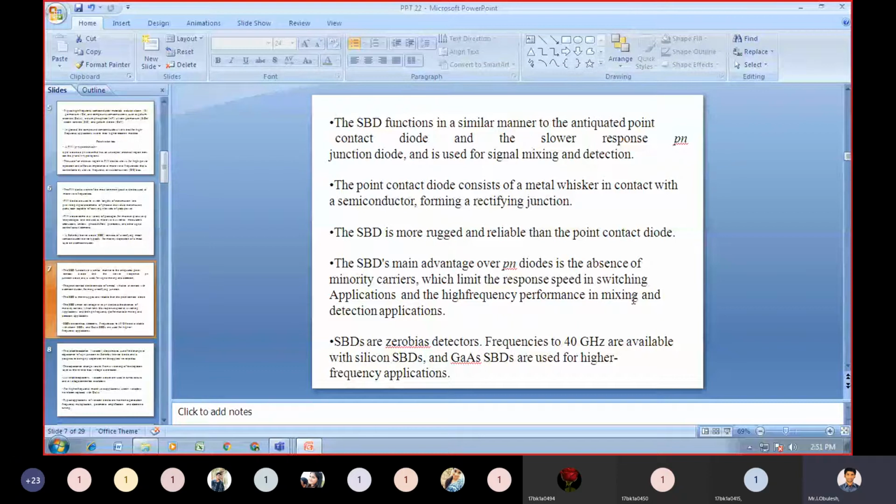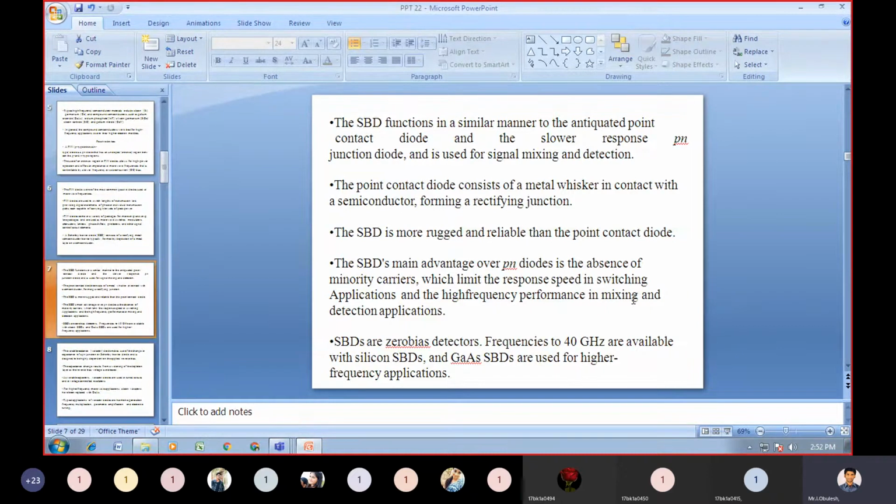We already discussed this point. Coming to here, the new word is point contact diode. The point contact diode consists of a metal whisker in contact with a semiconductor, forming a rectifying junction. The SBD is more rugged and reliable than the point contact diode.